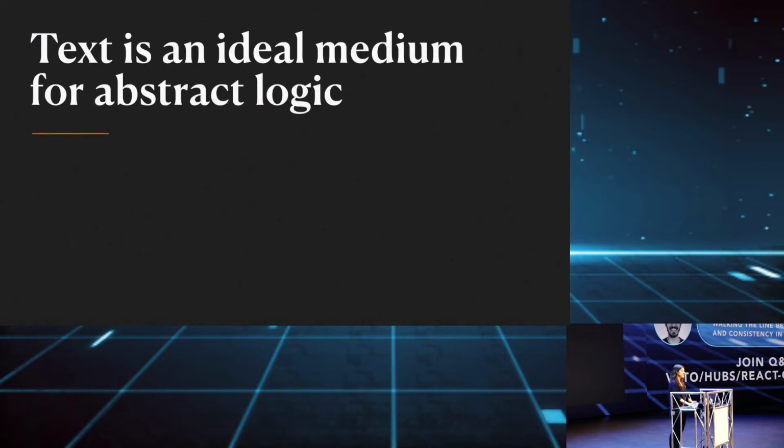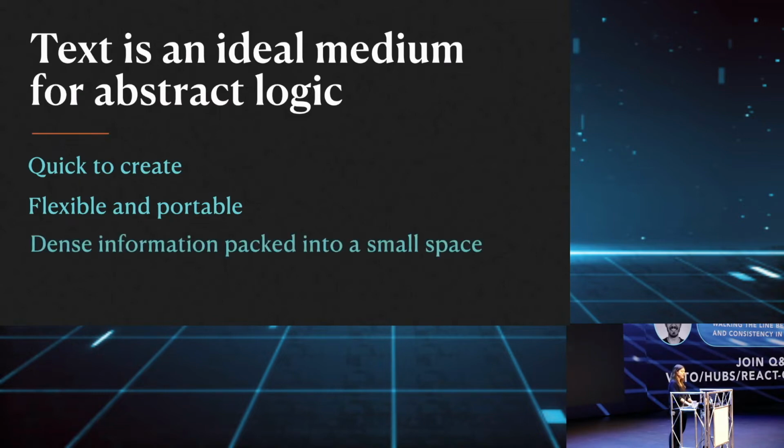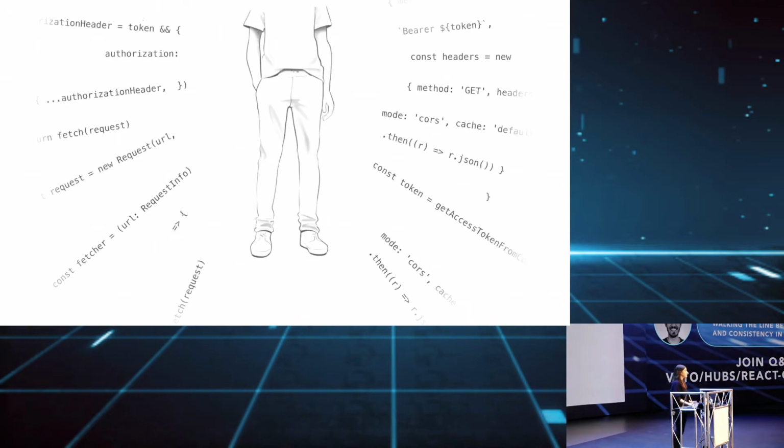There are also plenty of logical reasons for this. Written words and syntax are an ideal medium for expressing abstract logic. It's quick to create, it's flexible, and it's easy to move between applications with copy and paste. You can pack a dense amount of information into a very small space. And you can be very specific about what you mean, which obviously matters when we're talking to computers who have no sense of nuance. So far, text has been working great for us in programming. But some of text's greatest strengths are also its greatest weaknesses. The abstract nature of text is what removes it from our embodied experience in space and time.